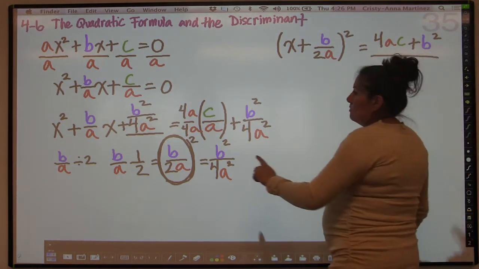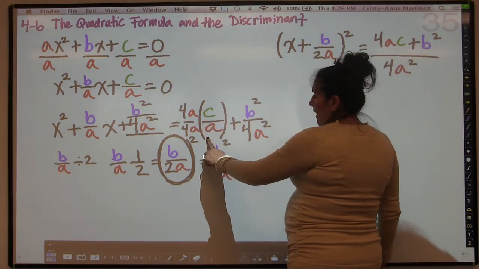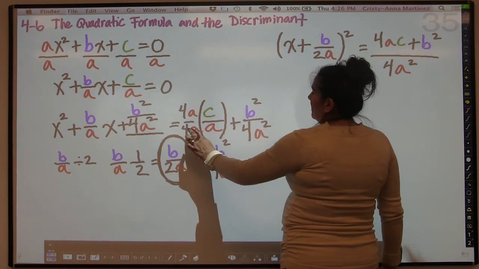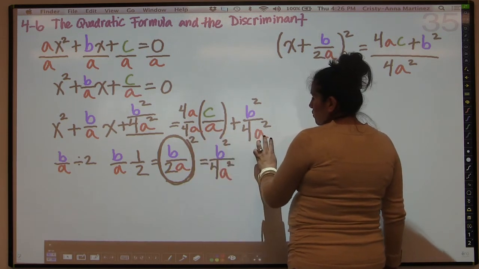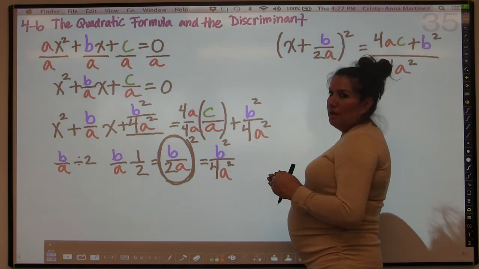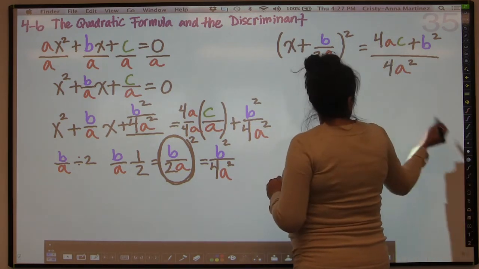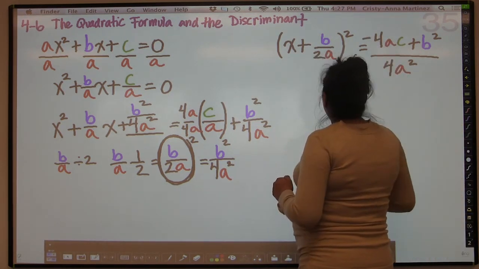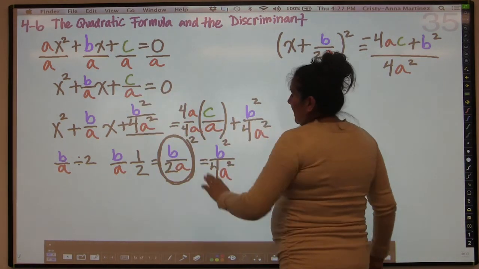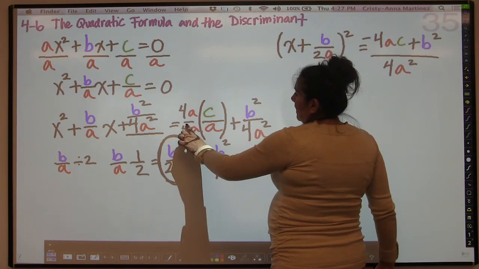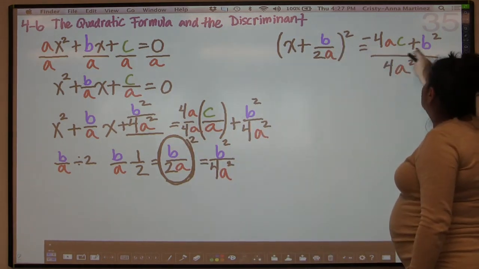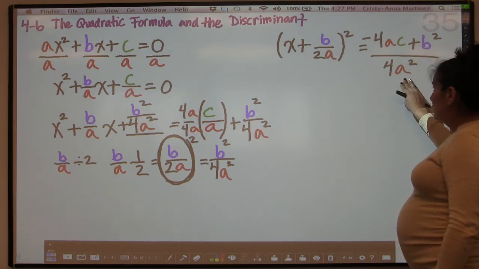So I'll go back and make sure that you understood that. Basically I need to multiply top and bottom by 4a because the bottom needs to be 4a squared so that I can have a common denominator. 4 times a will give me 4a squared. So once you have a common denominator, you can go ahead and add the tops, and then the bottom denominator stays the same. So it is important to remember that it was negative 4ac. This was a negative from the get-go because we had subtracted the c over a, but it kind of got lost there. So I wanted you to make sure that it says negative 4ac plus b squared, all divided by 4a squared.